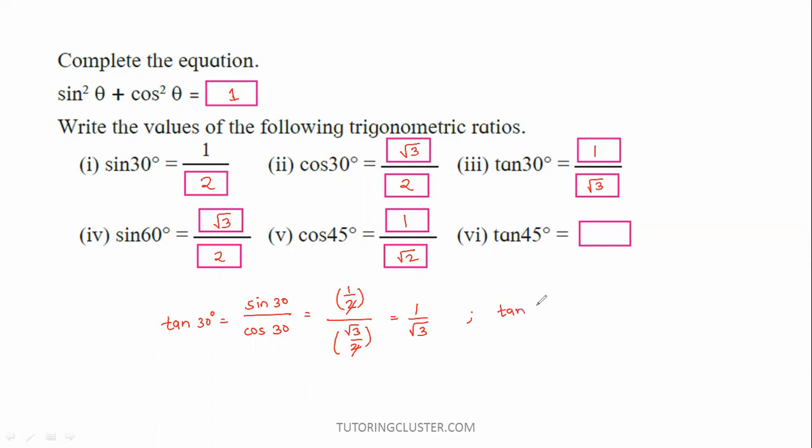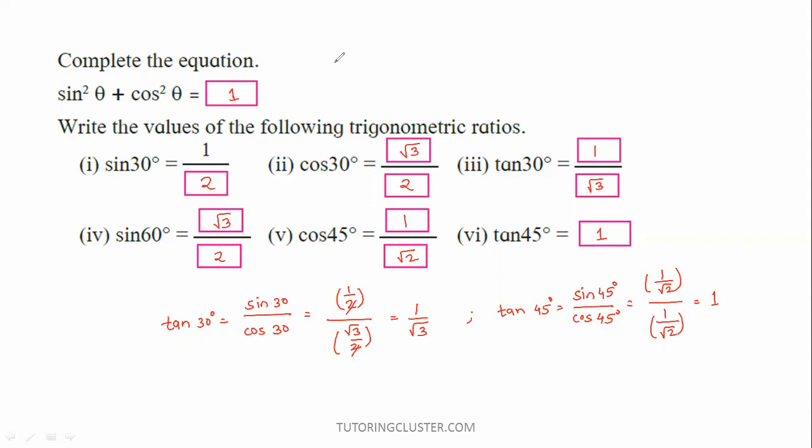tan 45 degree is equal to sine 45 degree divided by cos of 45 degree. So it is sine 45 degree, 1 upon root 2. What is cos 45 degree? 1 upon root 2. So this will be equal to 1. Okay, so these are some basic things related to trigonometric ratios.